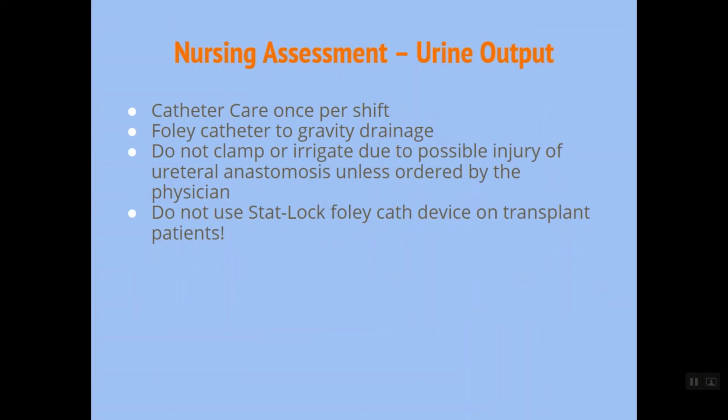So continuing with urine output, we do catheter care once per shift. The Foley catheter is going to be to gravity drainage. You are not allowed to clamp or irrigate your Foley catheter because of possible injury to your urethral anastomosis unless it's ordered by the physician. Usually the only time that we have to irrigate is if we see that there is diminished urine output, absent urine output, and especially if we saw that there was clots in the urine.